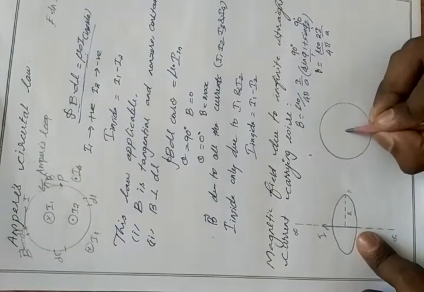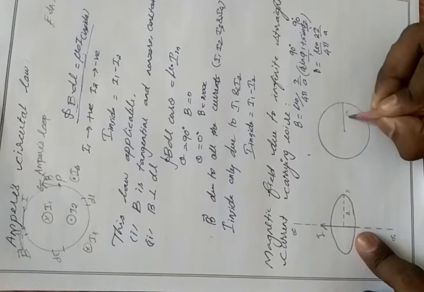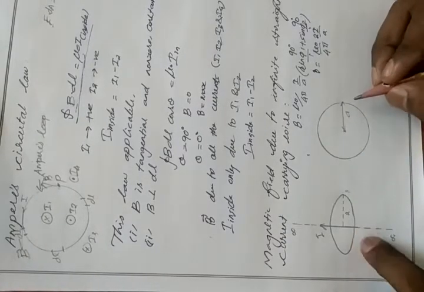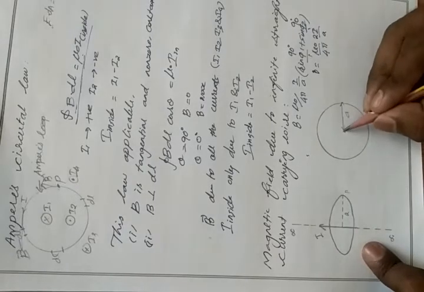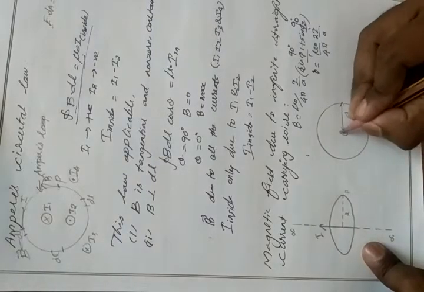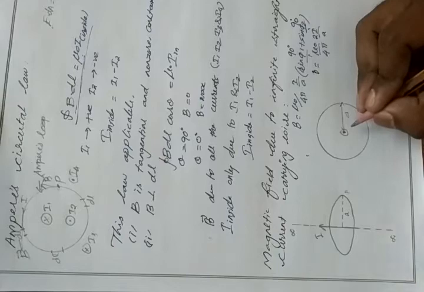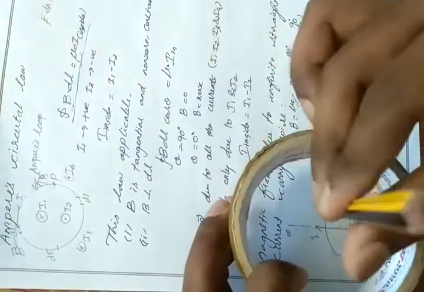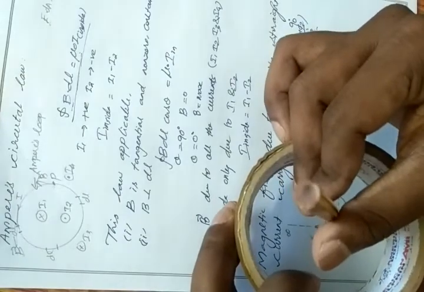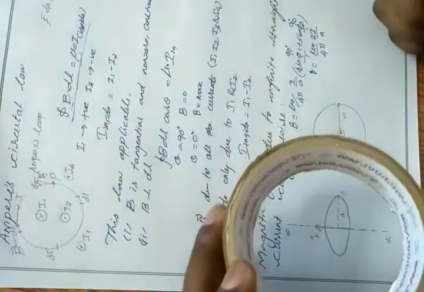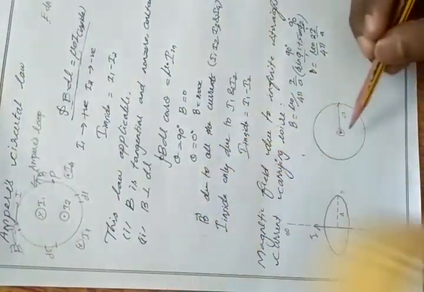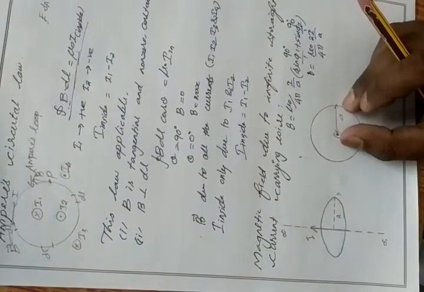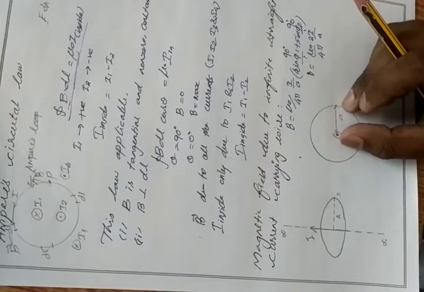So this radius is taken as A. The current is flowing outwards from the loop, which we can show as a dot. This is our wire, and the current is coming outwards towards our view. This is our Ampere circuital loop. When we look from the top, we get a circle shape. This is the radius of the loop.